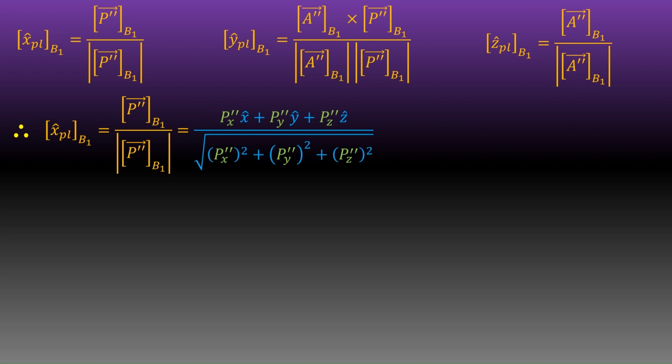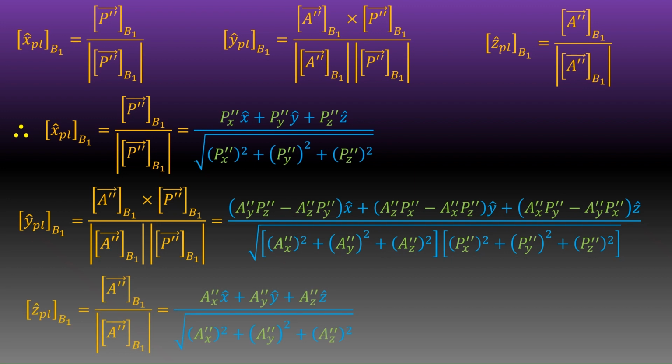And so we're expressing basically all of these in terms of what we already know. We already know the components of the axis. We already know the components of the point that we want to rotate. Those were given in our formula. So we now have expressions for the B2 coordinate system in terms of what we already know.